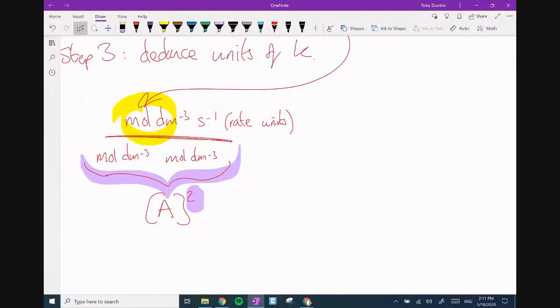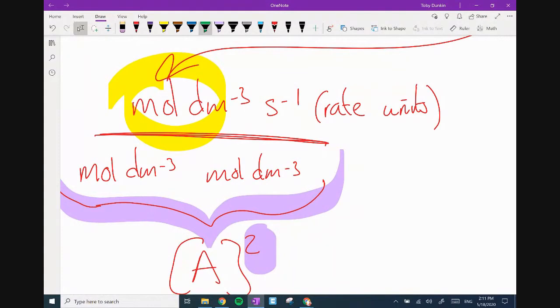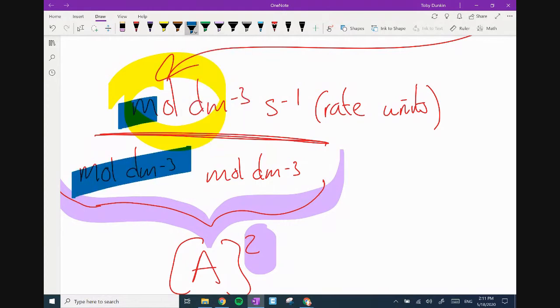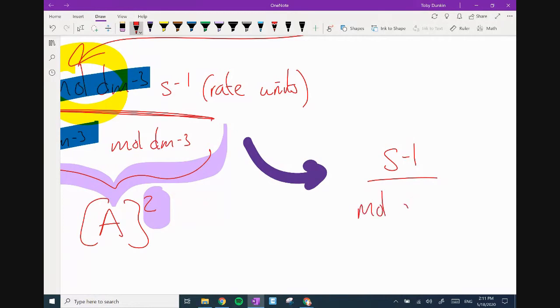Right. Now what you do is cancel what can cancel. So what can cancel here? I'm going to do it in blue. That cancels with that one. And that is it. They cancel because one's on the top, one's on the bottom. So the units of k, you could then argue, that you could do s to the minus 1 over moles per dm cubed.